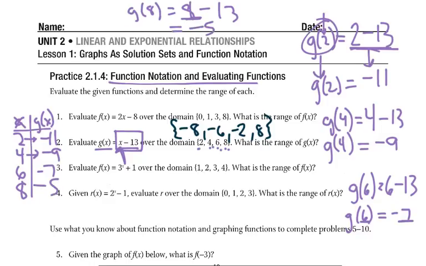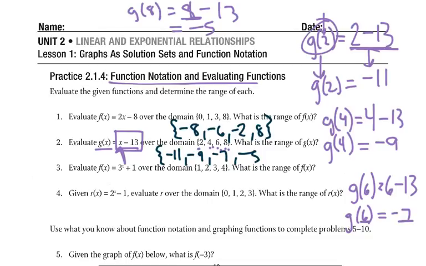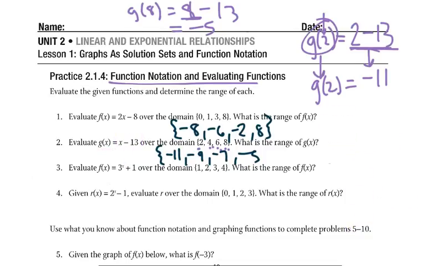Okay, so there's my range. Negative 11, negative 9, negative 7, and negative 5. Now remember, with domain and range, the domain is all the x values, the range is all the y or f of x values, or g of x, or whatever. Okay, and we got that one done. So hopefully you're seeing that same pattern when you're dealing with evaluating these.